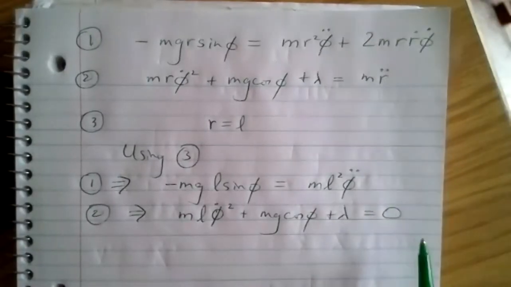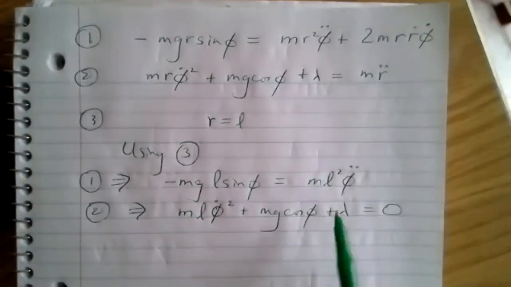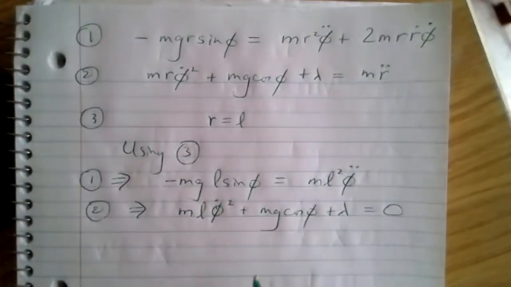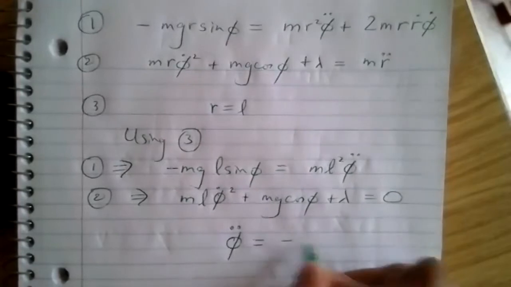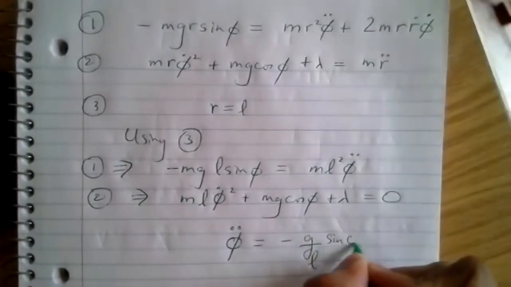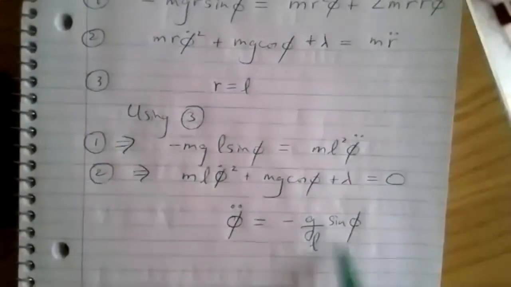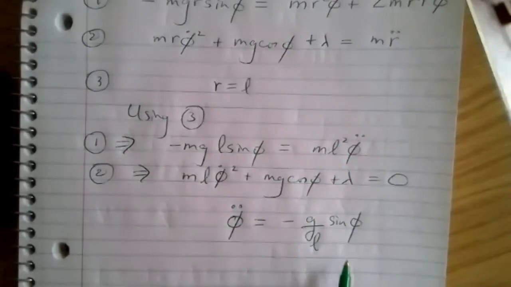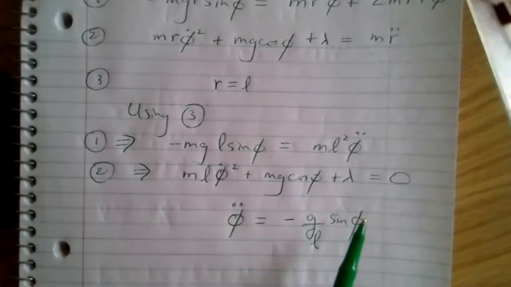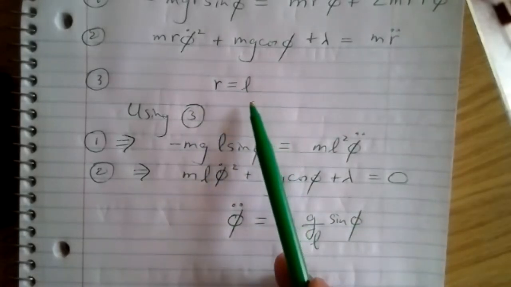All right, I can simplify these equations a little bit. This equation becomes the familiar equation for the simple pendulum. You get phi double dot is equal to minus g over L sine phi, right? If you use a small angle approximation, it becomes a simple harmonic oscillator, but if you don't, you have the sine phi there. This equation alone is already enough to solve for phi as a function of time. We know phi is a function of time, and r is a constant. And so the last thing is lambda.